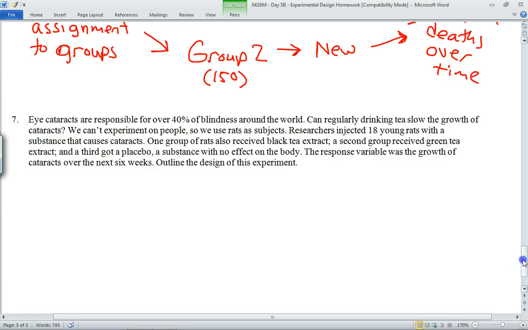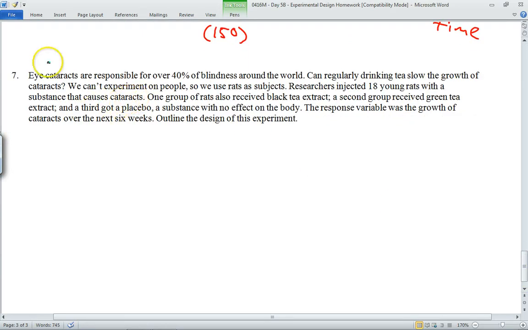Okay, let's look at the last question on this paper. Eye cataracts are responsible for over 40% of the blindness around the world. Can regularly drinking tea slow the growth of cataracts? That's the question. We can't experiment on people, so we use rats as subjects.